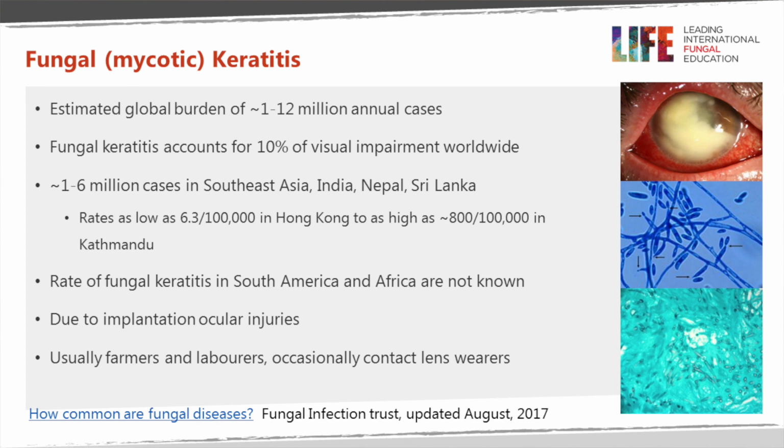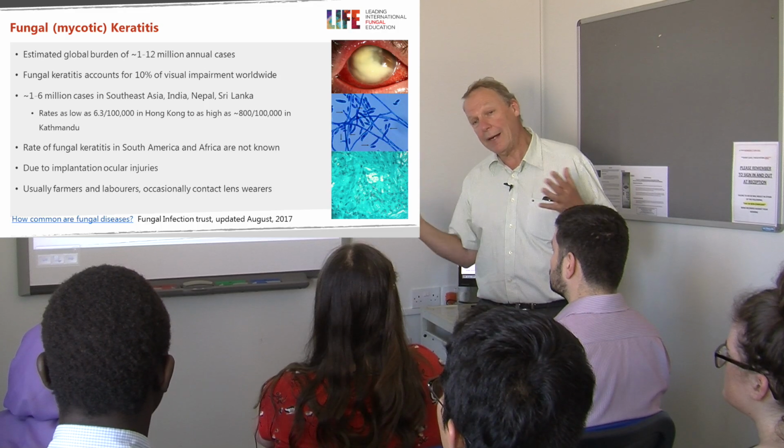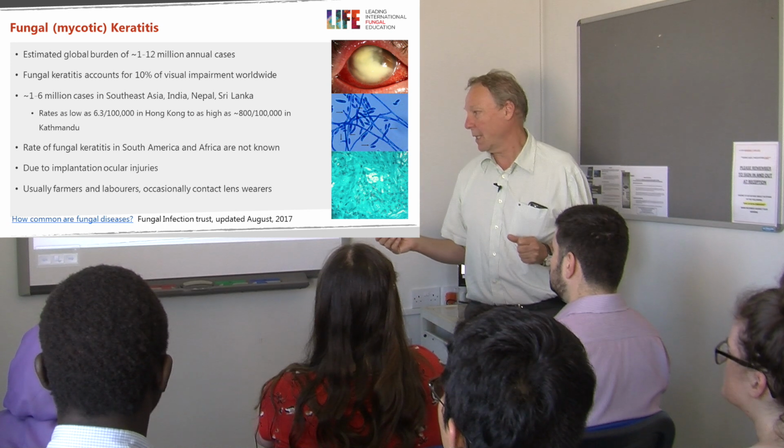There's probably over 1 million cases in Southeast Asia, although the numbers have been coming down, and some of these numbers here as high as 800 per 100,000 are numbers from 10 years ago, and more recently they've been a little bit less than that, which has been good news. We really have very little data from South America or Africa.